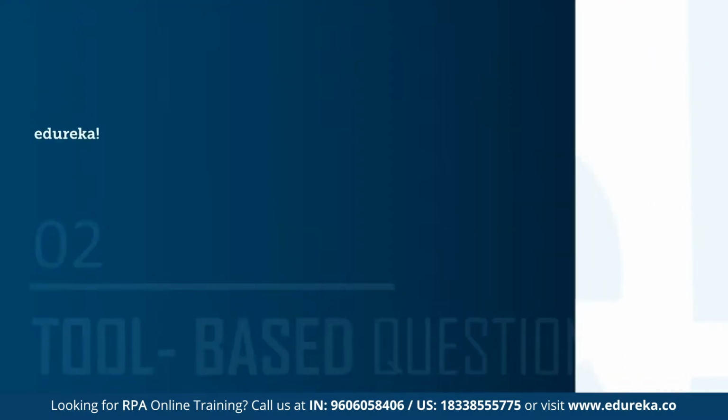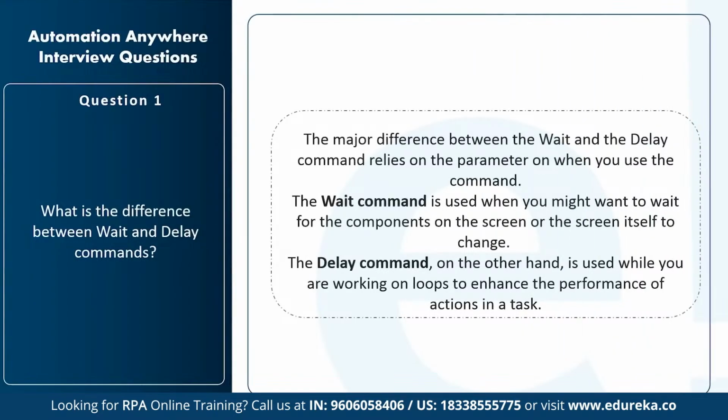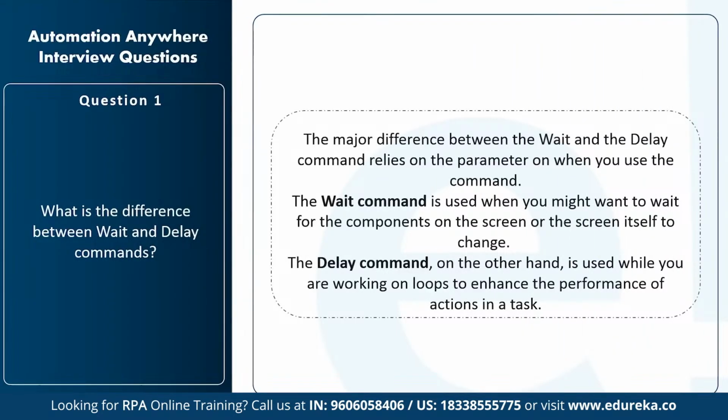So starting with the first question in this section, that is, what is the difference between the wait and the delay commands? Now the major difference between the wait and the delay command relies on when you want to use the command. So basically the wait command is used when you might want to wait for the components on the screen or the screen itself to change. And the delay command, on the other hand, is basically used when you're working on loops to enhance the performance of actions in a task.